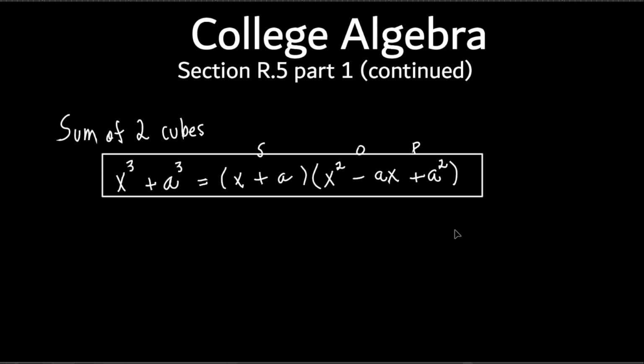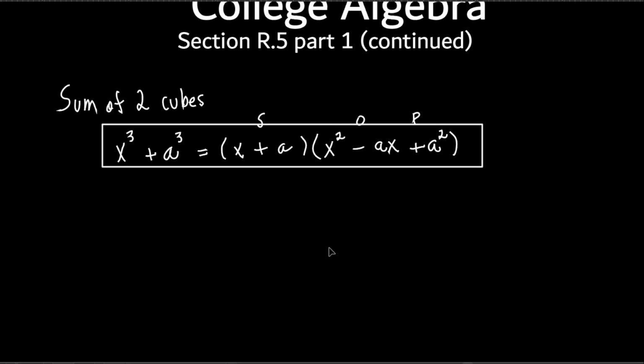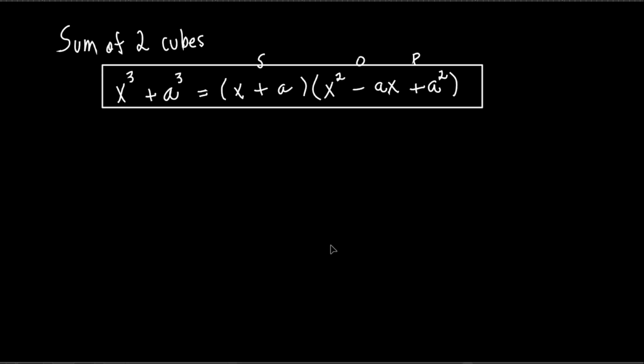All right, so there's our little formula for the sum of two cubes. We'll do an example on this in a little bit, okay? But that's your basic formula. Now, the difference of two cubes is the same thing, except the signs are just a little bit different, but it's still same, opposite, positive. All right, so let's write this down.